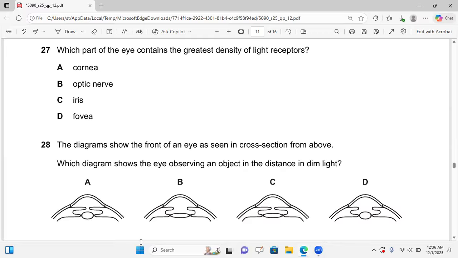Which part of the eye contains the greatest density of light receptors? For that, we will say the fovea is the eye part which contains the high-density light receptors. That name is the fovea.